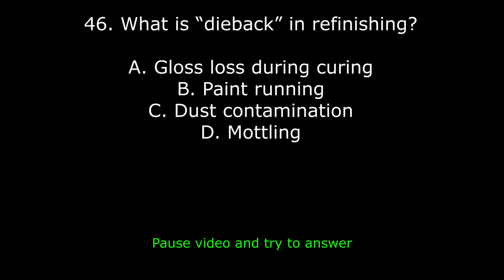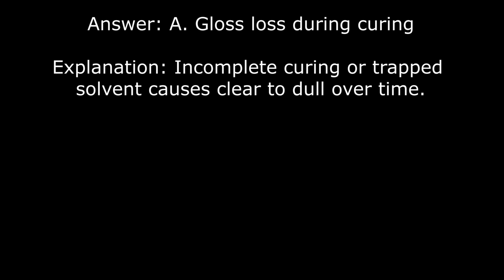46. What is dieback in refinishing? A. Gloss loss during curing. B. Paint running. C. Dust contamination. D. Modeling. The answer is A. Gloss loss during curing. Explanation. Incomplete curing or trapped solvent causes clear to dull over time.